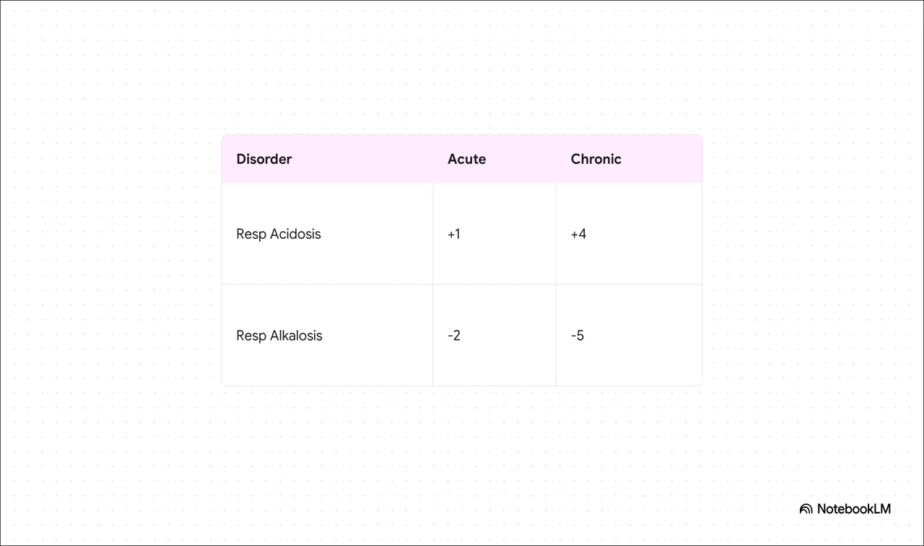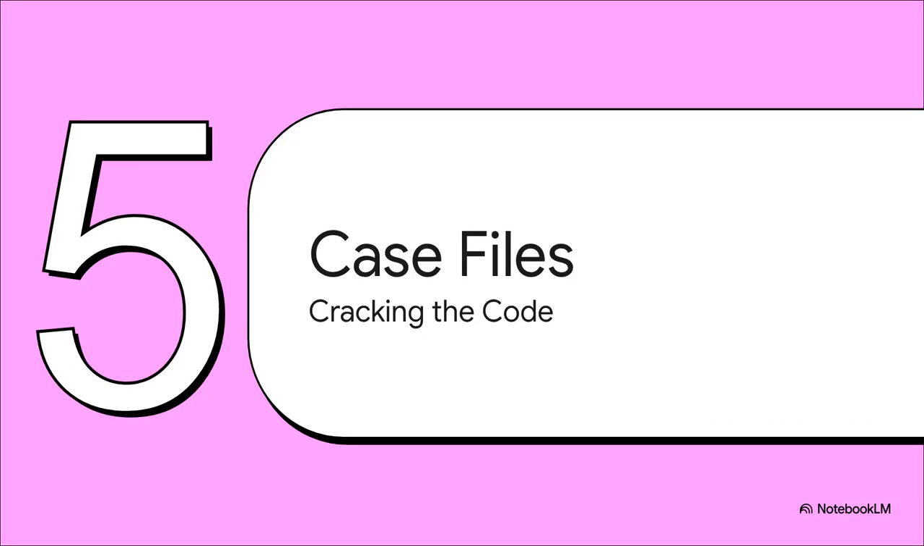kidneys actually takes time, so we have to split this into acute versus chronic scenes. For every 10-point shift in CO2, the bicarb will shift by 1 or 2 acutely, but 4 or 5 chronically. If the bicarb doesn't match these expected shifts, you definitely have a mixed disorder. Finally, step 5. Case files, cracking the code. Time for the third act climax.